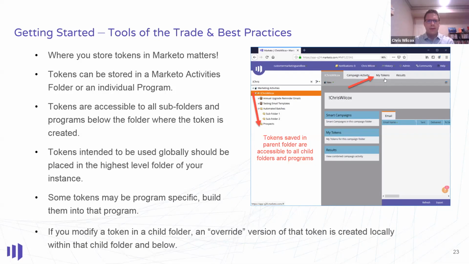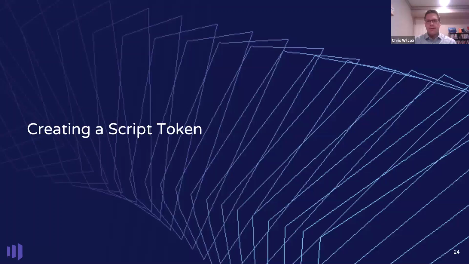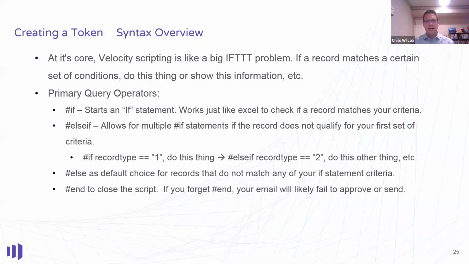All right. So creating a token. I feel like this is the part where a lot of people get a little intimidated, but at its core, Velocity is really just like an if-this-then-that problem. So, if your record meets a certain set of conditions or criteria, do this thing or show this information as the output of my little script. So it all works within if statements, generally speaking.